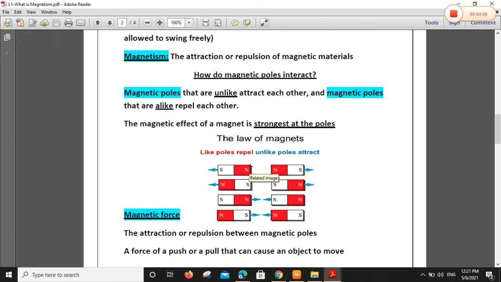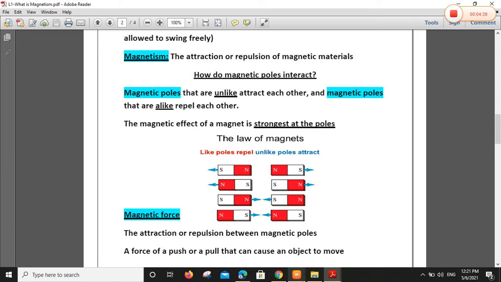Okay, and like poles of magnets repel. North beside north, they repel each other. South beside south, repel each other. But north and south, they will attract. South and north, they will attract. Okay? So, like poles repel and the unlike poles attract.